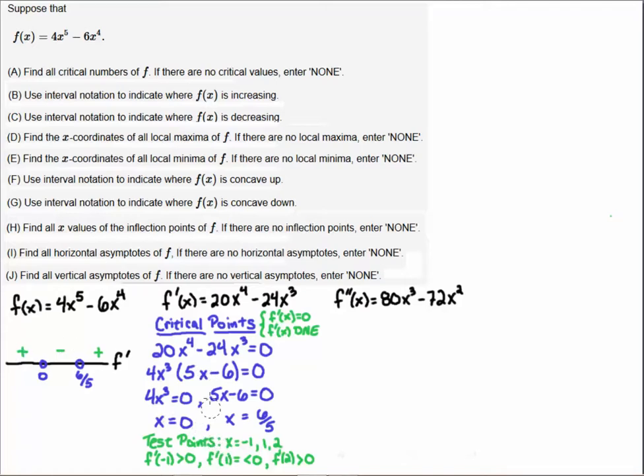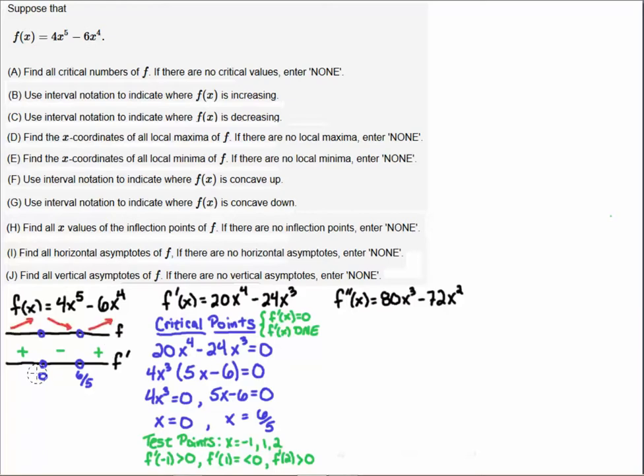If I plug in 1, this number 4x cubed is going to be positive. If I plug in a 1 here, 5 minus 6, that's negative. Positive times negative is going to give me a negative. If I plug in 2, 4x cubed is going to be positive. 2 into 5x minus 6 is going to give me 10 minus 6, which is a positive number. Positive times positive is positive. And that's how you can do some sign analysis.